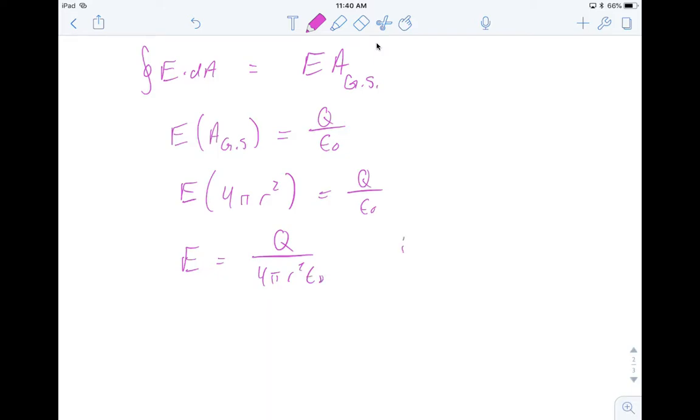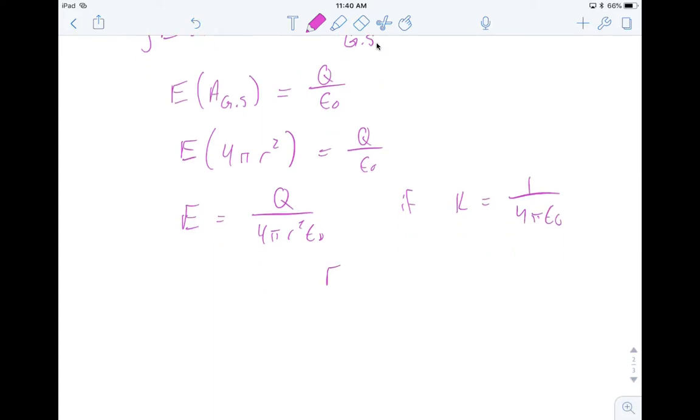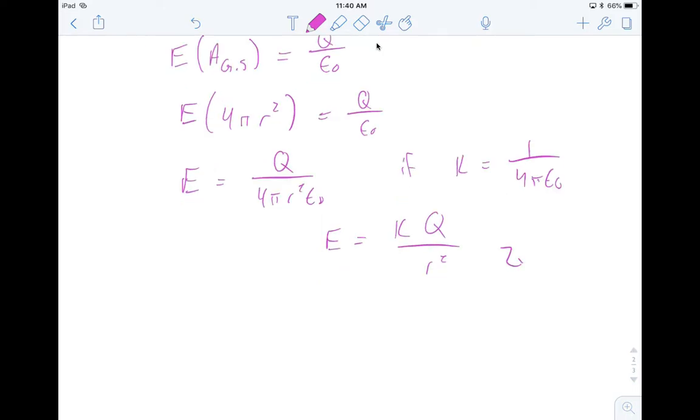If we let K equal 1 over 4 pi epsilon naught, then this looks like E equals K Q over r squared, which is just the electric field of a charged particle. So when you're outside of the charged sphere, the electric field basically just looks like that of a charged particle.